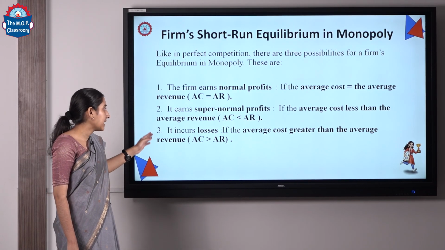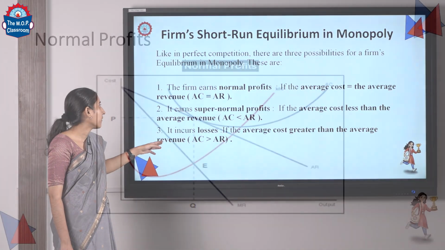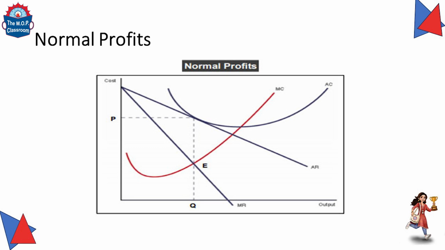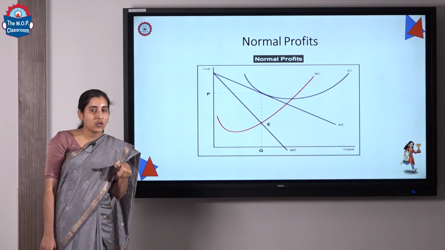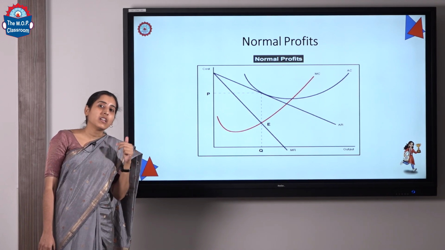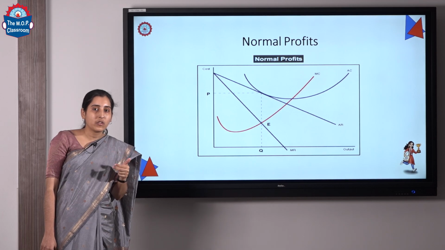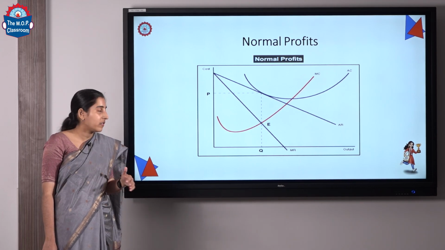So there is AC greater than AR. Look into the concept or the figure of normal profit. We need to have two curves. One is going to satisfy the marginal cost and the marginal revenue, and there is also an extra curve, which is something called the average cost and the average revenue.